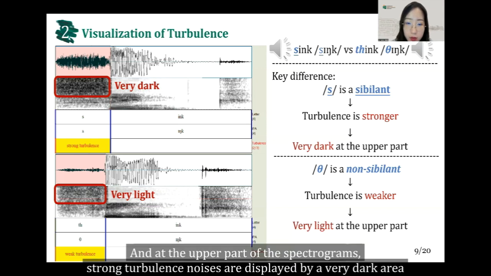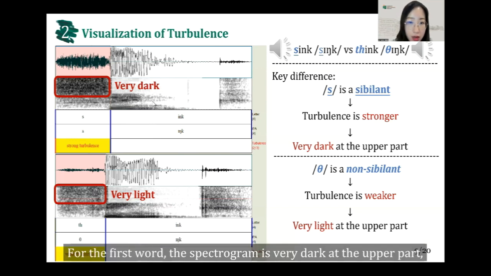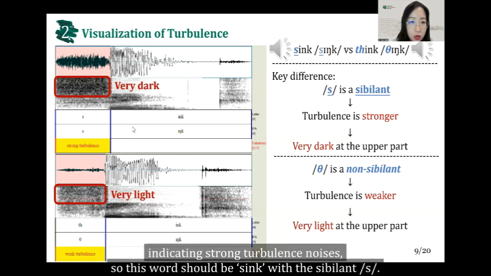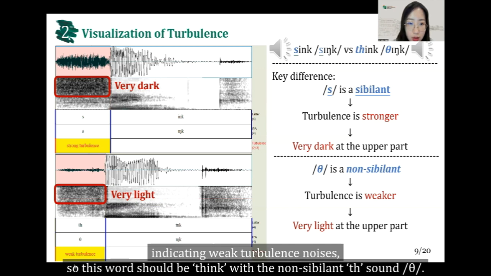And at the upper part of the spectrograms, strong turbulence noises is displayed by a very dark area, while weak turbulence noises should be indicated by a very light area. For the first word, the spectrogram is very dark at the upper part, indicating strong turbulence noises. So this word should be sink with the sibilant s. For the second word, the spectrogram is very light at the upper part, indicating weak turbulence noises. So this word should be think with the non-sibilant th sound.